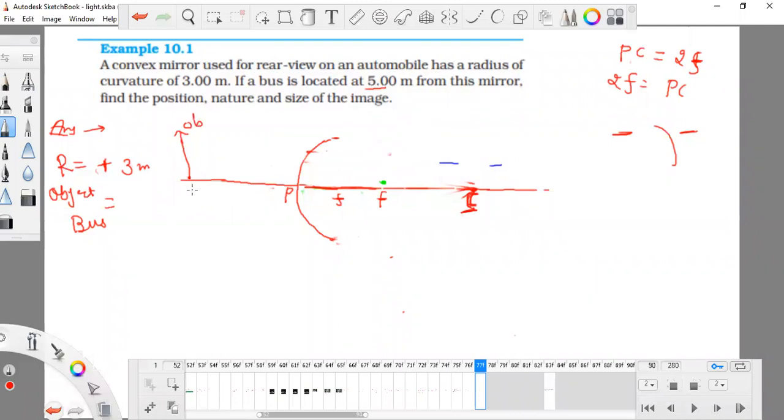So the sign of object was U. Okay, I told you that the sign of object is U. Okay, so it is placed 5 meters away. Now it is at left side. Because it is at left side, I will use the sign of minus in front of 5 meters because this is present at left side.